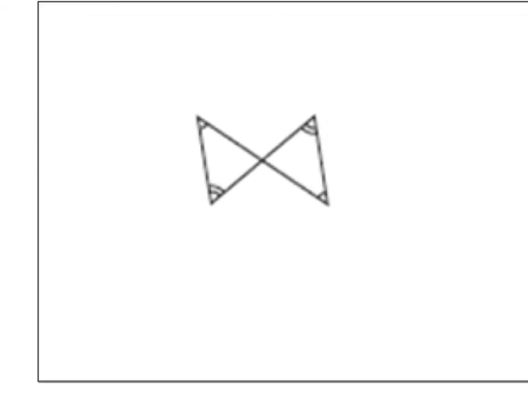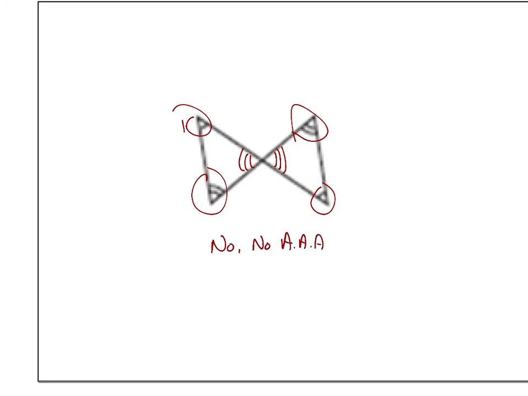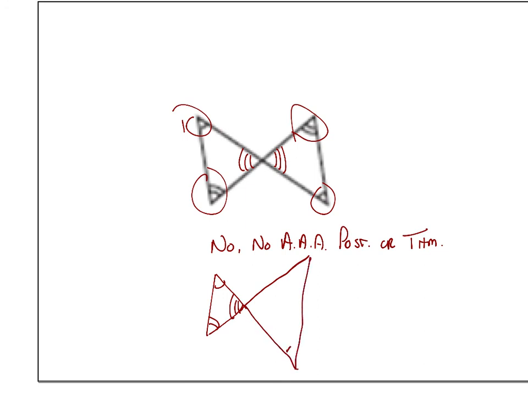So here, take a look at this one. I've got two sets of angles. I could even say, you know what, these two are vertical, so those are always going to be equal. Vertical angles are always equal. But no. There's no angle, angle, angle postulate or theorem. Because I could have a triangle like so, where I have one, two, three, but then on the other side, I could go this way. I could say, hey, that angle's still the same, that angle's still the same, that angle's still the same, but there's no way these two triangles are going to be congruent to each other. So no is going to be my answer there.